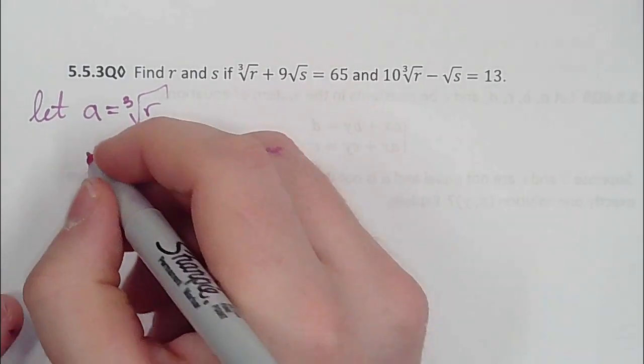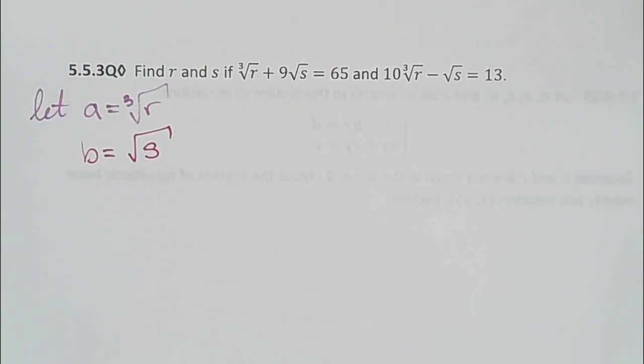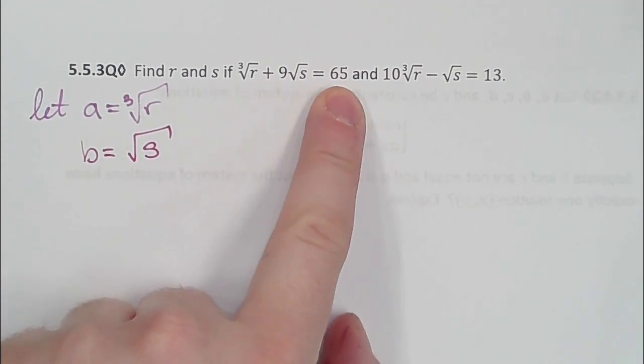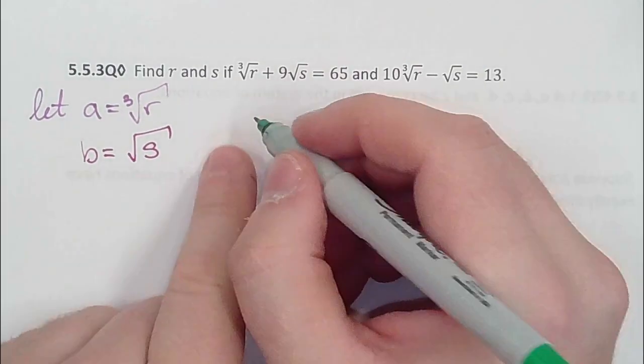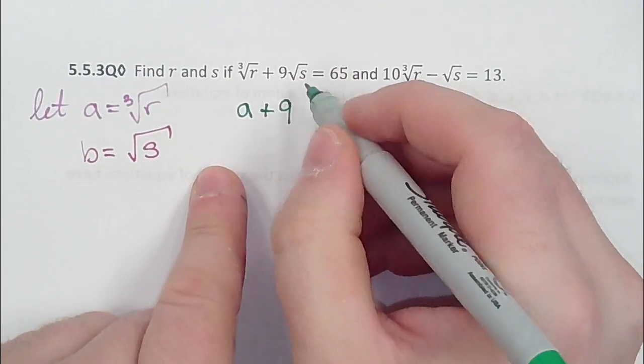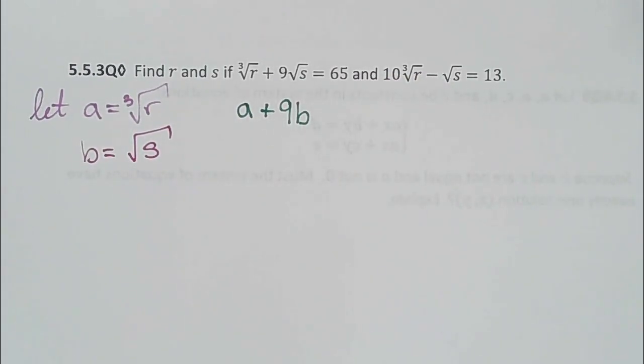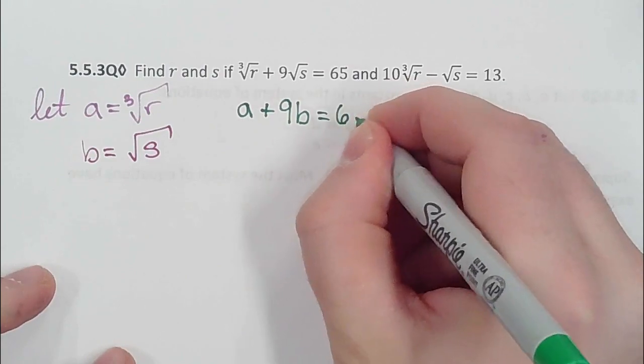And then we're going to let B equal the square root of S. And if we do that, these problems don't look so scary. So I'll write them out in green. Instead of this, if I replace the cube root of R with A, we get A plus 9. And instead of the square root of S, I'm going to replace it with a B. A plus 9B equals 65. Doesn't that look better already?